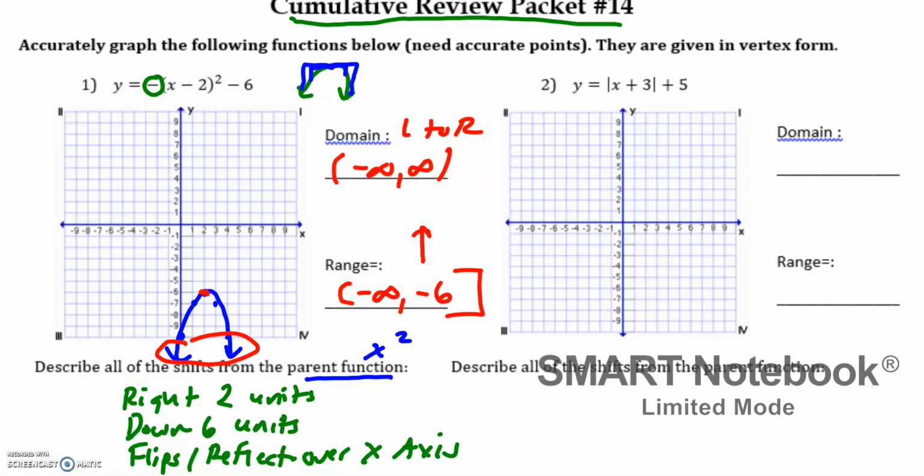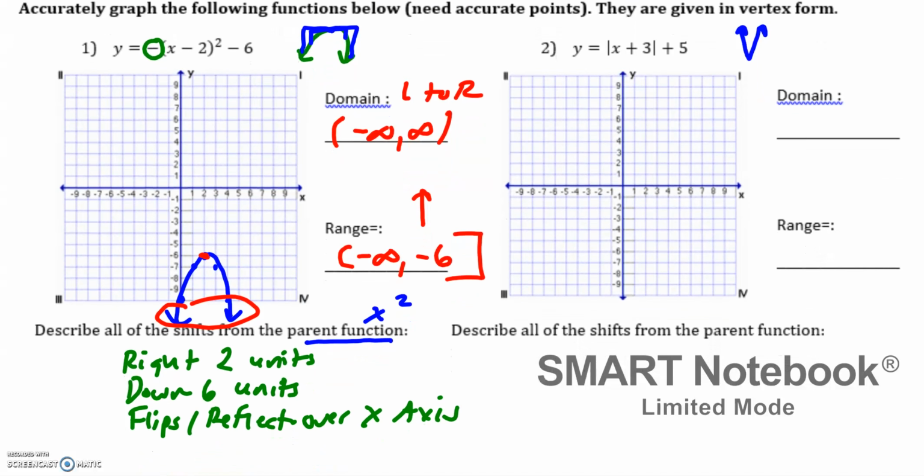Number 2 is done the same way, except because I have absolute value signs, that means that my shape is going to be a V. Because I do not see a negative in front, it's going to be a right side up V. So if I think about shifting, and again, I apologize for this Smart Notebook limited mode. Right now our Smartboard software needs to be updated. So there that is. Anywho, describe the shifts.